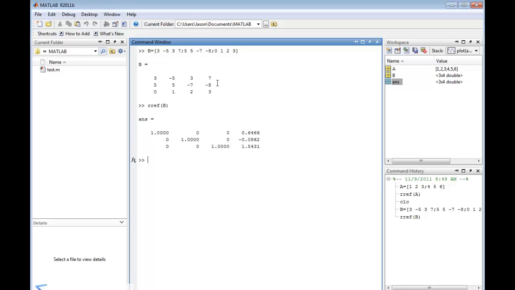So these two matrices, even though they look different, they really represent the same system of equations. Just like two different fractions can look different, but they're the same thing. So this one is 1x plus 0y plus 0z is equal to this number. And this is 0x plus 1y plus 0z is equal to this number, and so on. So what you really can do is read off the answers directly. X is equal to 0.6466, y is equal to negative 0.0862, z is equal to 1.5431. So that's it. That's the row reduced form.